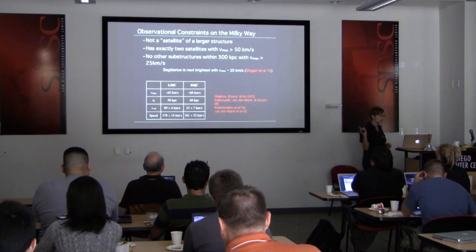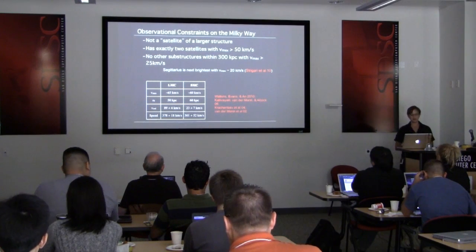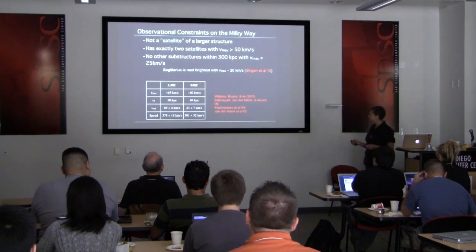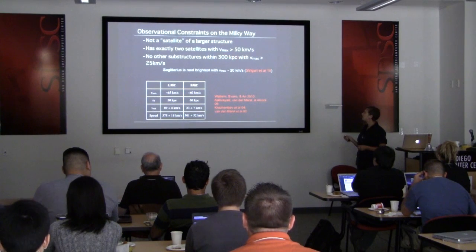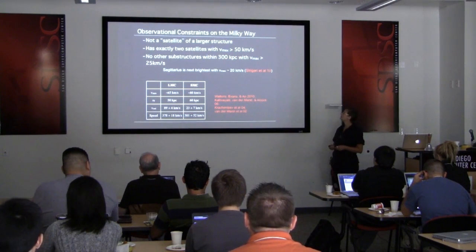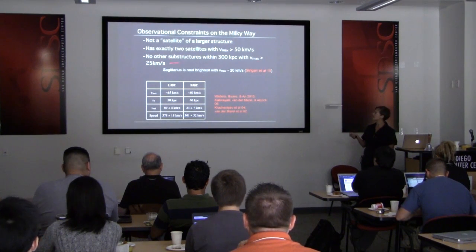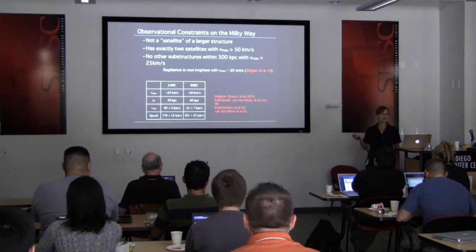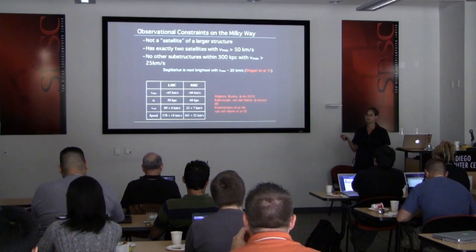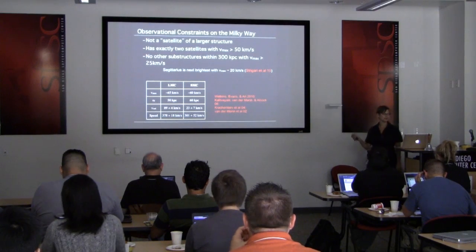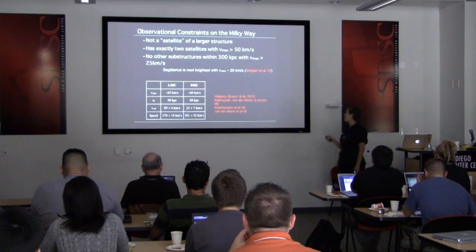Okay, so what do we know about these things? We know that the Milky Way is not a satellite of a larger structure. We know that it has exactly two satellites with Vmax of larger than about 50 kilometers a second. And that's a pretty robust statement. There are no other substructures in the halo that have Vmax larger than about 25 kilometers a second. And this is a very interesting puzzle that many people have been discussing. I'm not going to focus on it today.